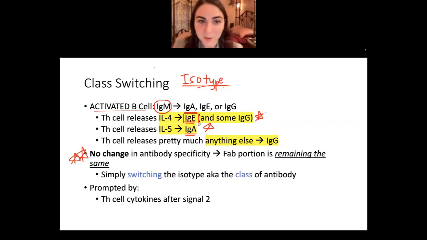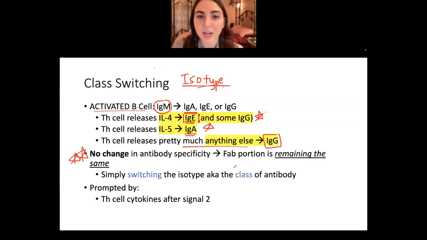And then here's my rule of thumb: if the T cell releases pretty much any other cytokine, you're going to get IgG. Doesn't hot T-bone steak work? Now I'm forgetting what's 4 and 5 in T-bone steak. Oh yeah, IgE, IgA. Oh, you can. I'm sorry, I lied. Thanks for calling me out on that. So yes, you can use hot T-bone steak. One less thing to remember. But anything else, you can get IgG.